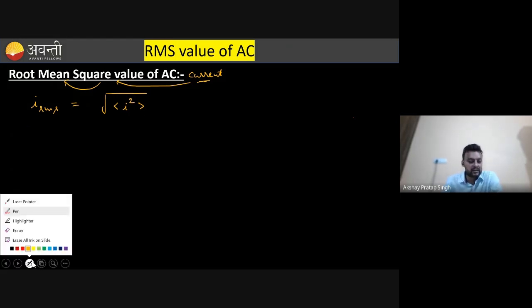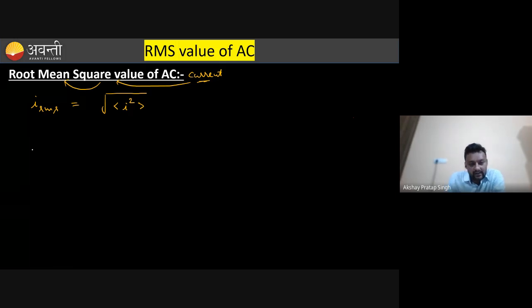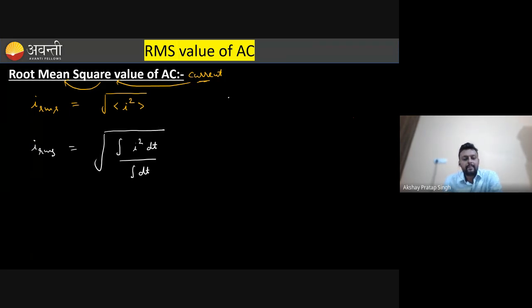How can it be represented in terms of integration? So IRMS can be represented as the integration of I square dt, divided by the integration of dt, total root. This is 0 to t, 0 to t. I hope it is clear.